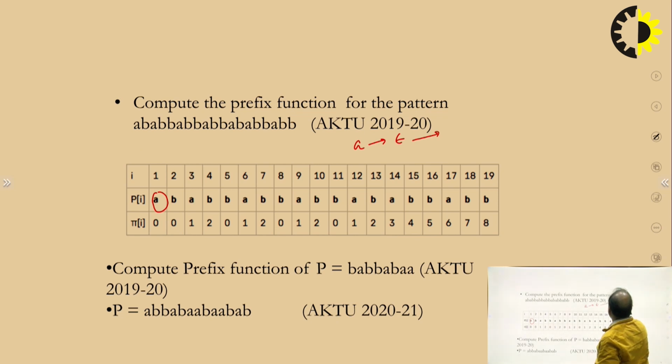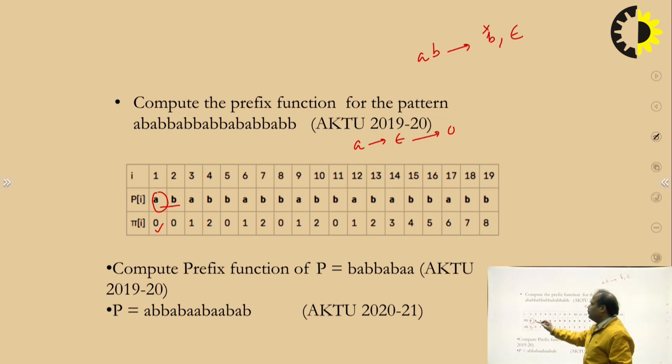So its length is going to be 0. So this is written over here. Same thing, if you take two portion AB, its proper suffixes are B only and epsilon. B is not matching as a prefix and only epsilon is matching as a prefix. So its length is 0. So this is going to be written over here. This is why we are writing 0.